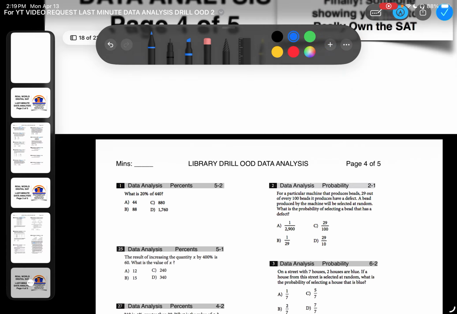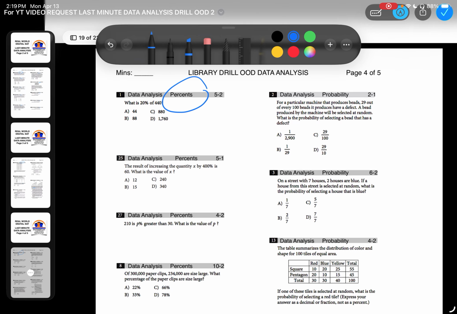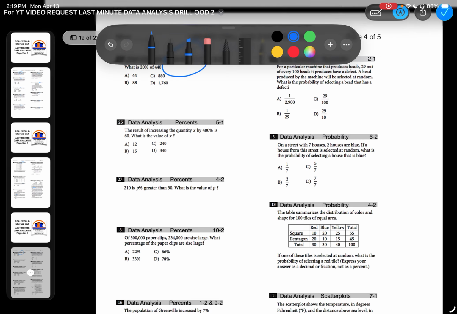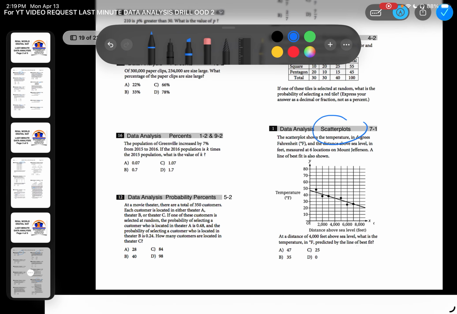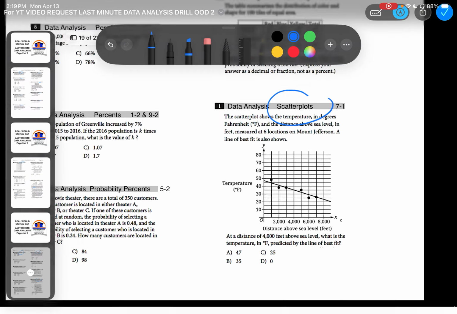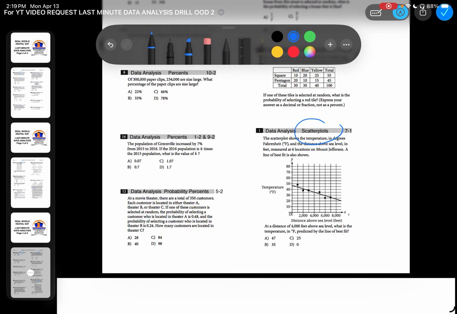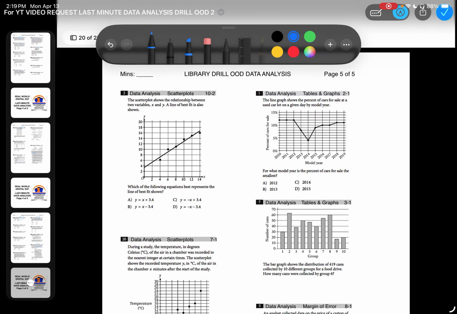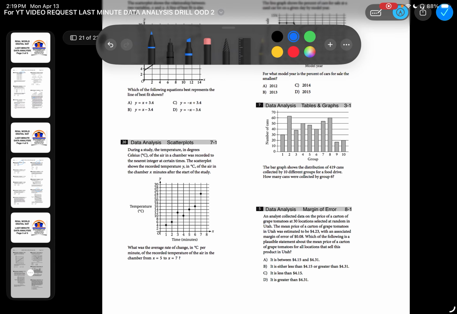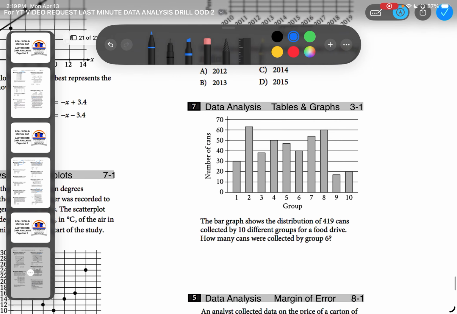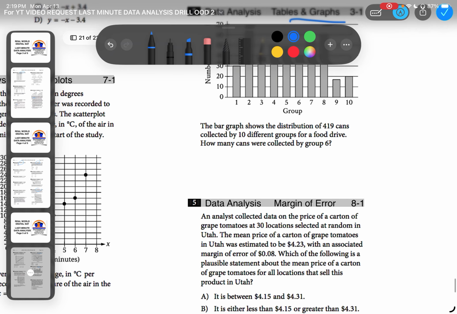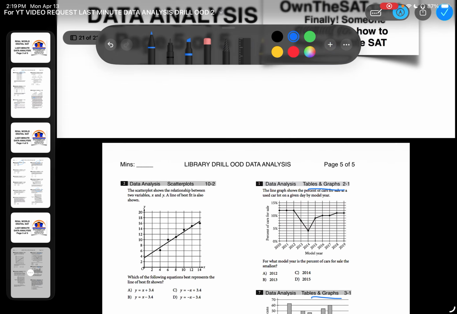Here, page 4 or 5, what's being tested? Percents is big in the test. Percents and probability. Scatter plots, just a bunch of dots on a page and you're trying to figure out if it's negative, positive, and all that good stuff, depending on the question they give you. Page 5 of 5, more scatter plots. Fewer questions, right? You got tables and graphs, which are very easy to deal with, so I left those for last. Then you got this thing called margin of error. So out of all the practice sets, this is what I put together for data analysis.